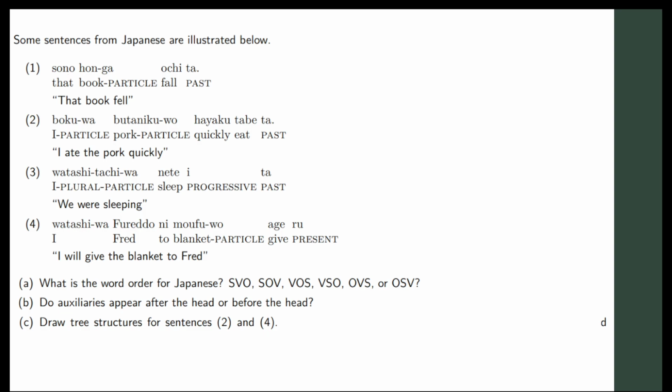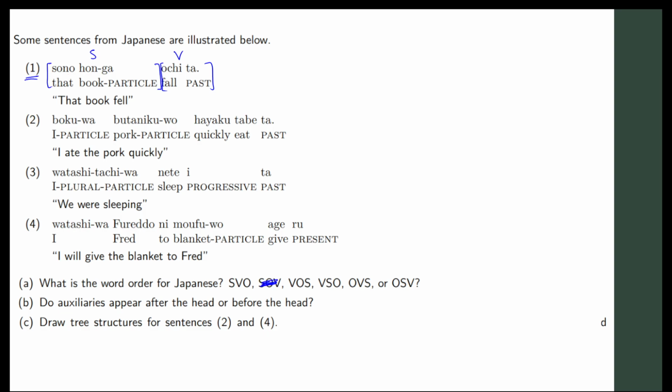So the first question is, what is the word order for Japanese? So is it subject, verb, object, subject, object, verb, verb, object, subject, or so on? So what we can do is we can take a look at each of these sentences and see what we find. So in number one, the translation is that book fell. So that book is going to be the subject. And fell is going to be the object. Sorry, fell is going to be the verb. So we find the verb after. So we know the verb goes after the subject.